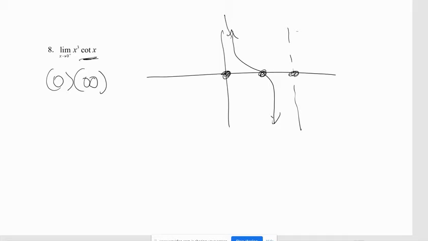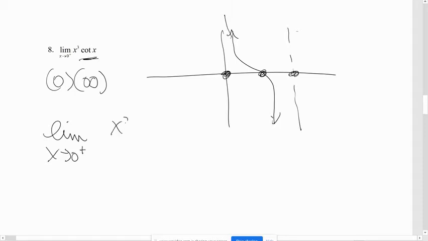Now the problem here, in order to do factoring, is that I have to have a fraction, and I don't have a factorable fraction here. But I could rewrite this as the limit as x approaches 0 from the right of x cubed over tan x, since tangent is the same as 1 over cotangent x. And then you don't have an issue anymore.